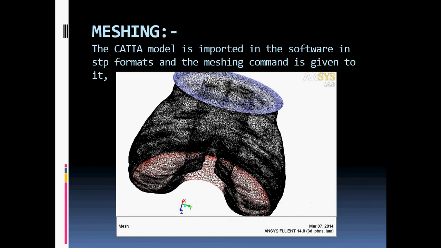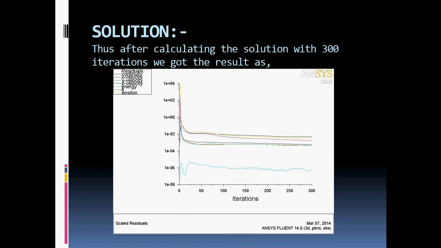Then we went for the meshing process. As we know, analysis in ANSYS takes place in three steps: modeling, meshing, and problem solving. So this is one of the steps, meshing. The CATIA model is imported into the software in STP format, and the meshing command is given. The next step is solution, in which we did 300 iterations. We got the result as follows.